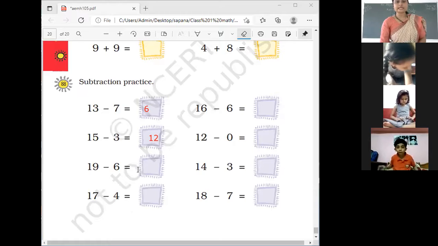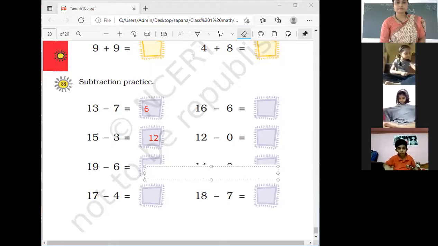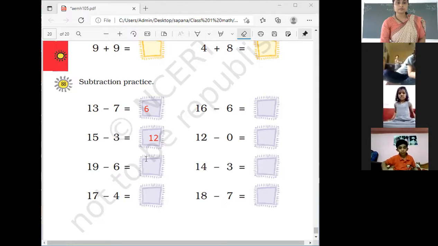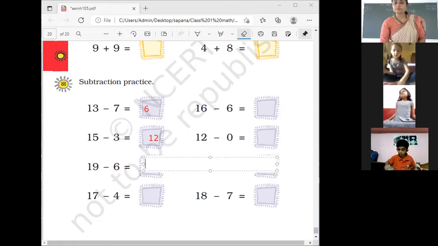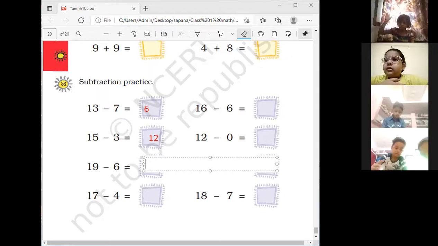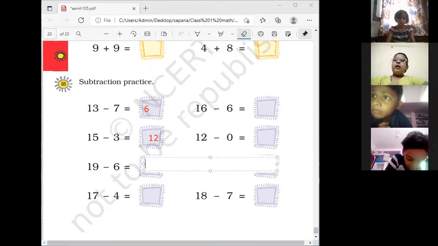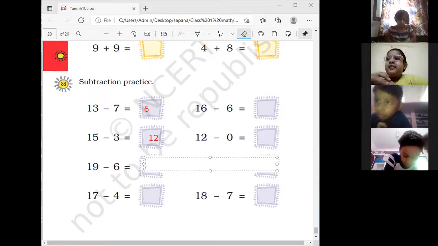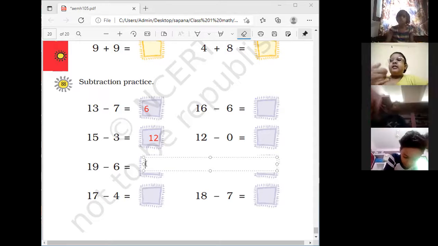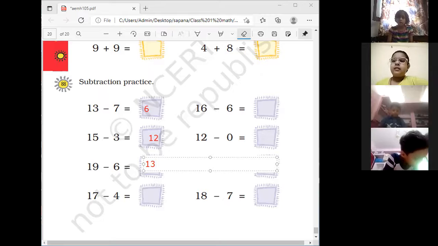नाउ नेक्स्ट इज 19 minus 6. 19 minus 6 is equal to. Janvi, give me the answer. 13. 13. Very good. 19 minus 6 is equal to 13.